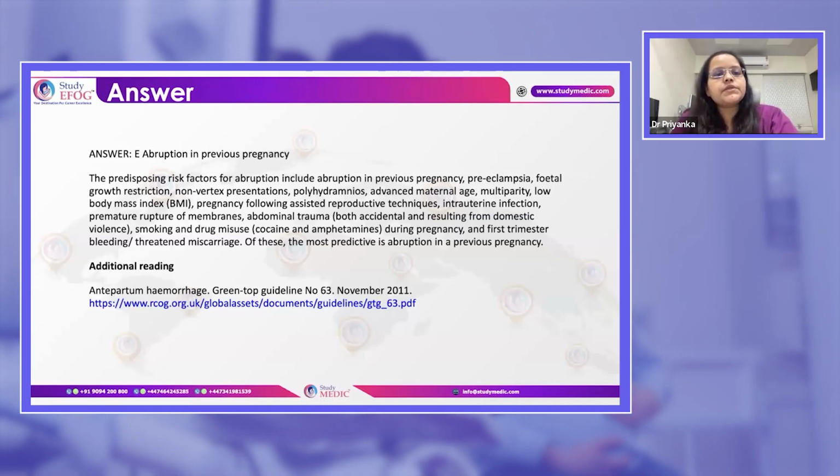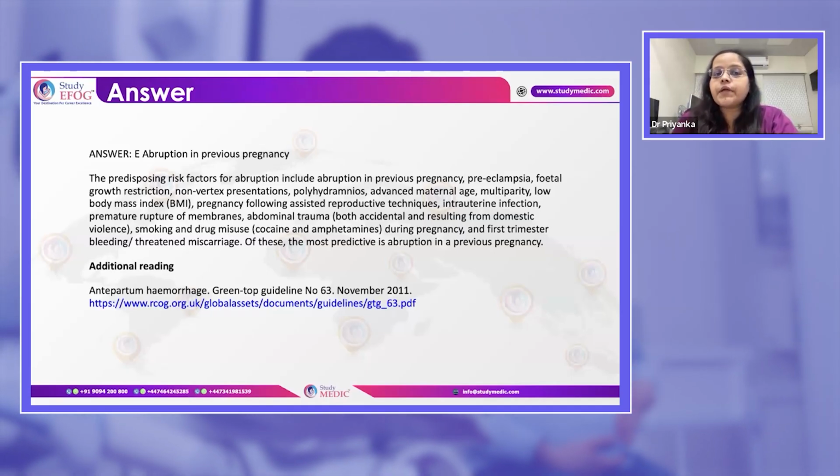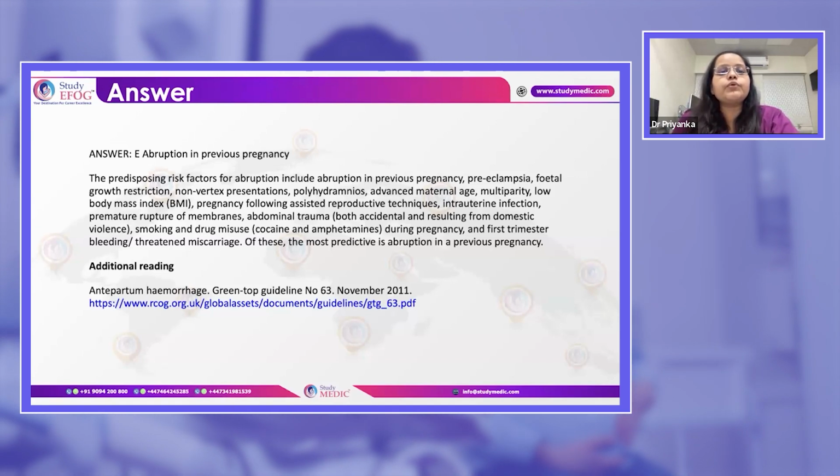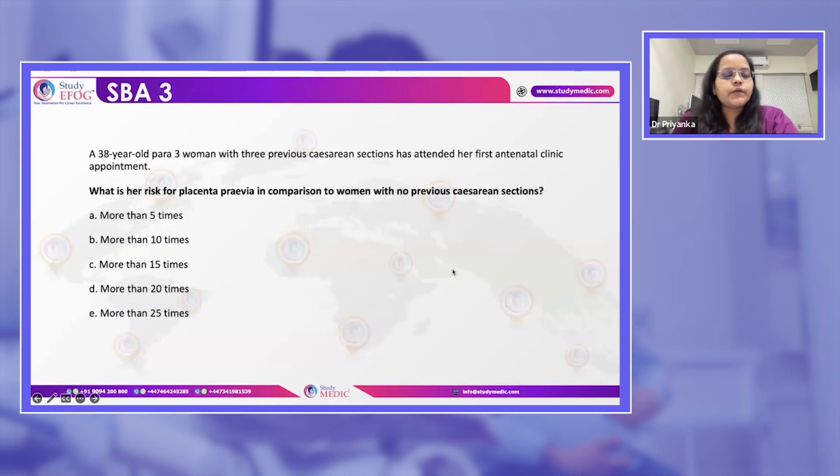So if there is one previous history of abruption, the risk in this pregnancy is 4.4%. And if there is a history of two previous abruptions, the risk goes up to 19 to 25%. Now coming to the third question.